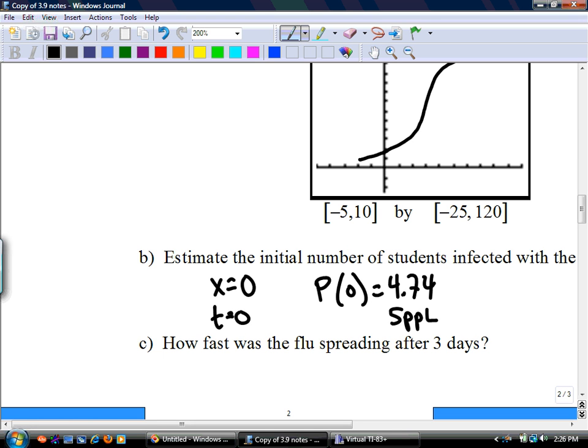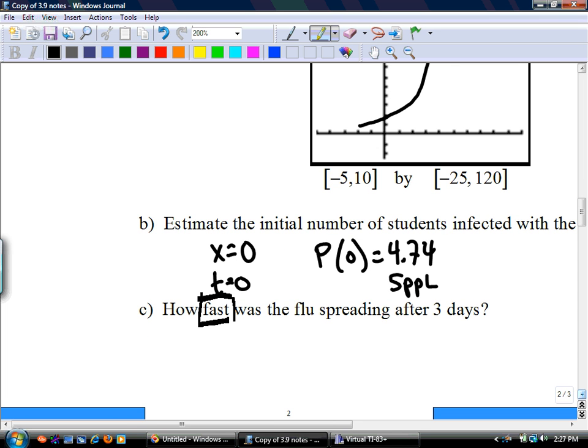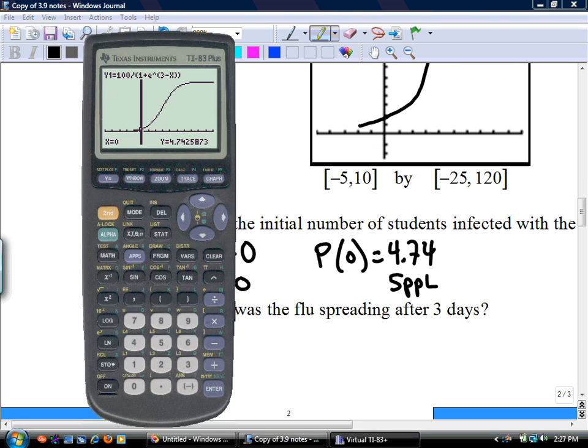C. How fast was the flu spreading after 3 days? What's fast mean? Well, derivative. The slope. So what I would like you to do is use your calculator, because we're too lazy to take the derivative. The calculator will do it for you numerically. So you can type second trace, pick the slope option, and then on day 3 you get 24.99998 people. So you could say it's increasing at a rate of 25 people per day right there on the 3rd day.